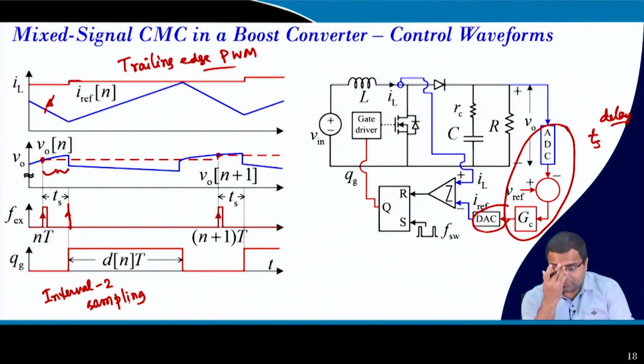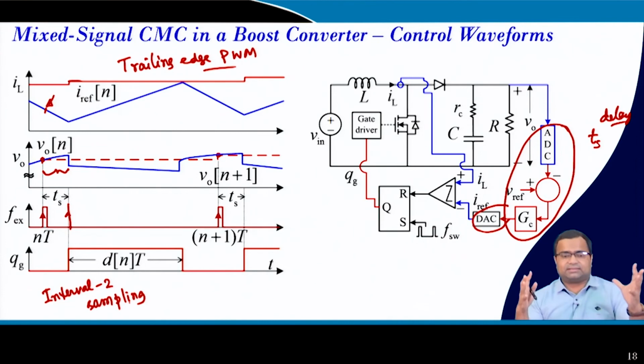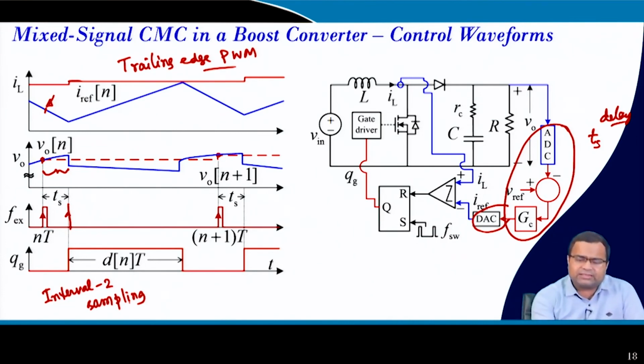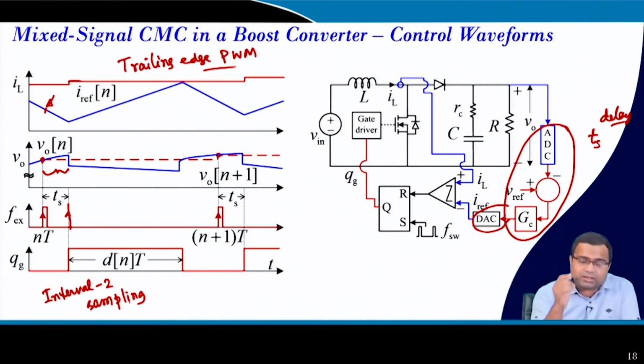Interval 2 sampling. Okay. So, that means we can realize this mixed signal current mode control implementation. You can see everything looks like our analog control that you learned, there is nothing new. Only thing, due to the sampling, there has to be some delay.